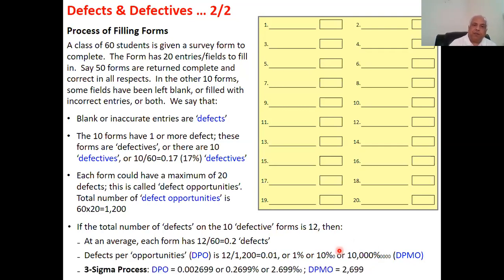Just to give you an example, what does this signify? In a Three Sigma process, the DPO, or defects per opportunity, is 0.002699, or 0.2699%. Call it 0.3%, or 3 per 1,000, which gives us a DPMO of 3,000, or 2,699 to be precise.